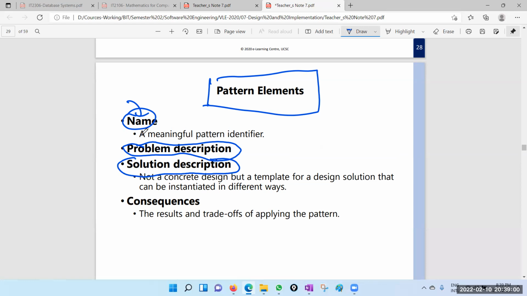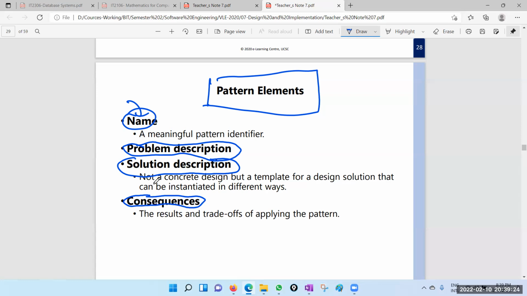Sometimes a class diagram is good enough. An experienced developer, an experienced architect, can understand the solution by just looking at the class diagram, or maybe just a simple explanation together with the class diagram. And then the consequences, that means a solution is not perfect, right?